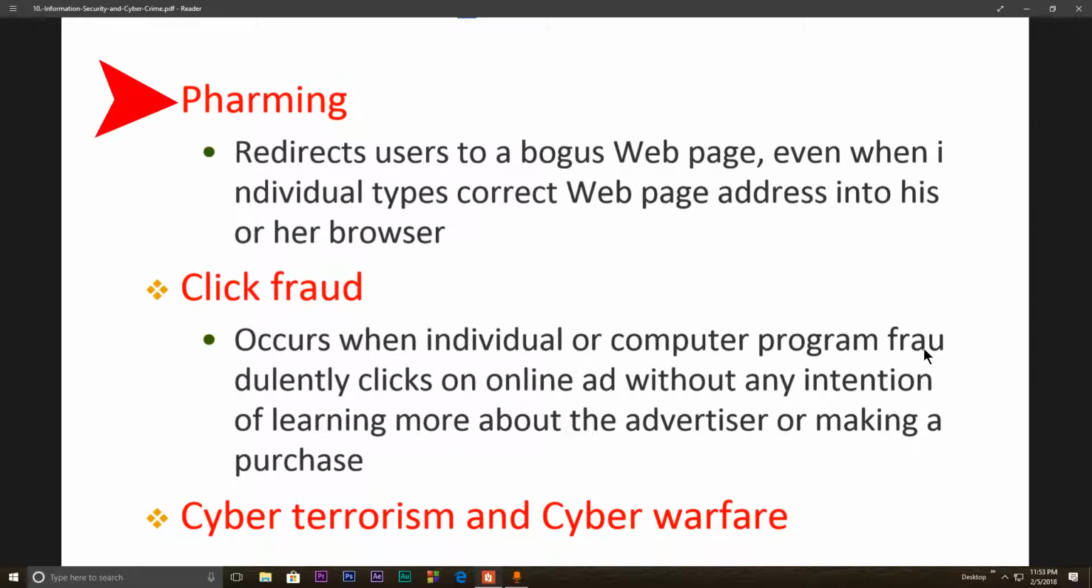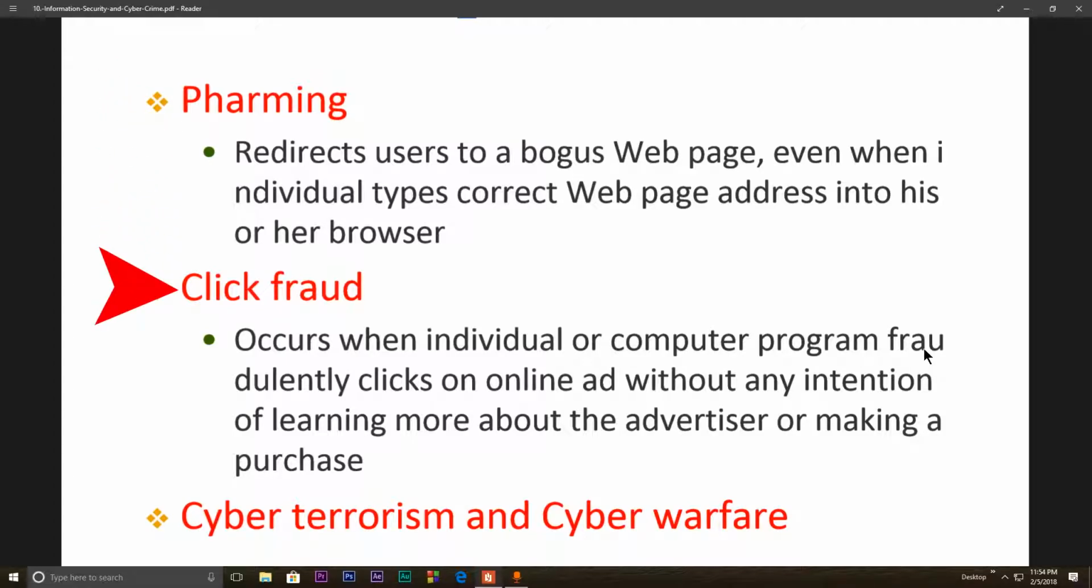Now let's talk about pharming. It is the redirecting of a user to a bogus website, which is not so good, not so valid. It is for bad content and vulgar content, which is not a genuine or authentic website for you guys. Even if an individual types the correct website address into Google Chrome or any search engine, that particular website will redirect this person to another bogus website page that is not what you wanted. This is the pharm.